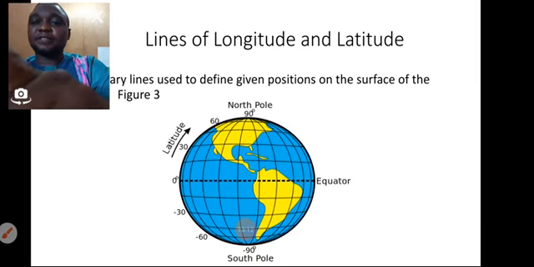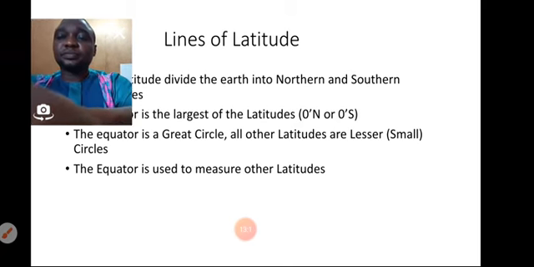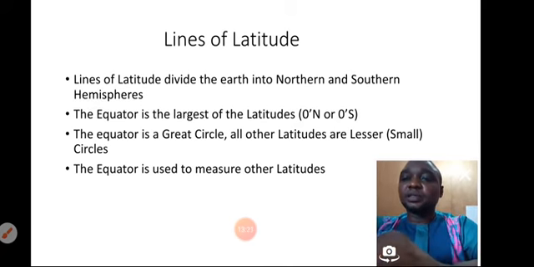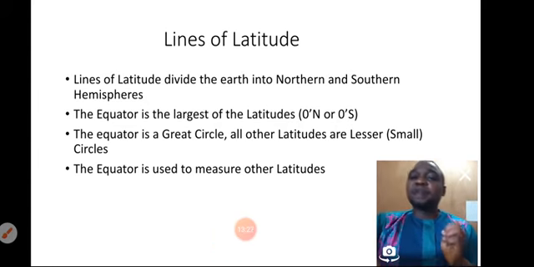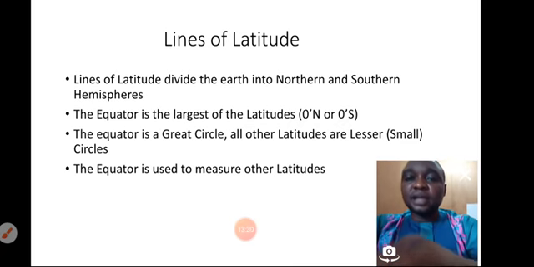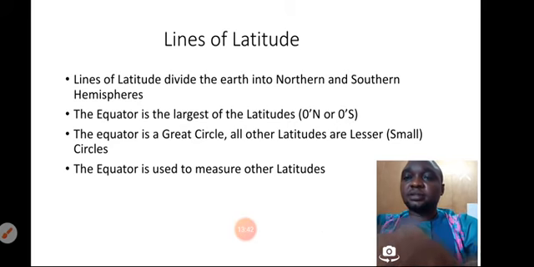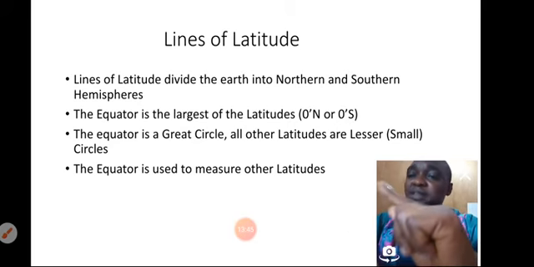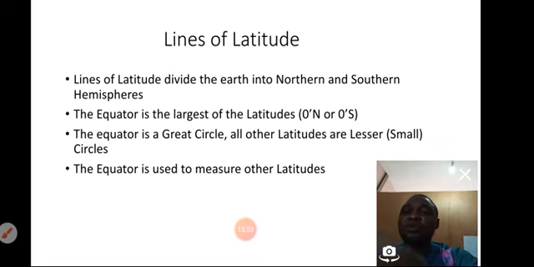All right. Let's talk about lines of latitude proper. I'll adjust my camera again. Lines of latitude divide the Earth into northern and southern hemispheres. The equator is the largest of the latitudes. I'll come to this. The equator is a great circle. I talked about great circles earlier. Then all other latitudes are lesser or small circles.